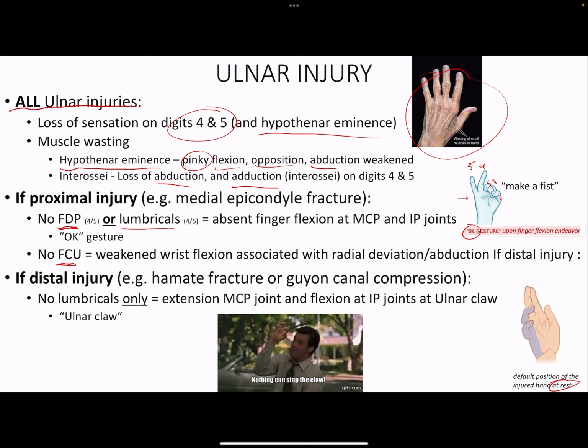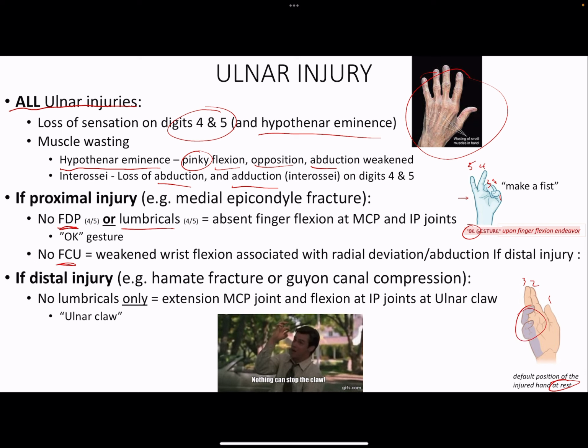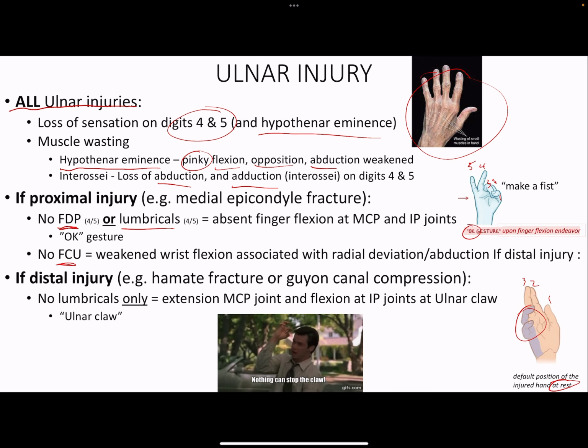These pictures, this is 1, 2, 3. These are just fingers normally extended, but that is just the natural position once we take out the lumbricals, as shown on the previous slide.